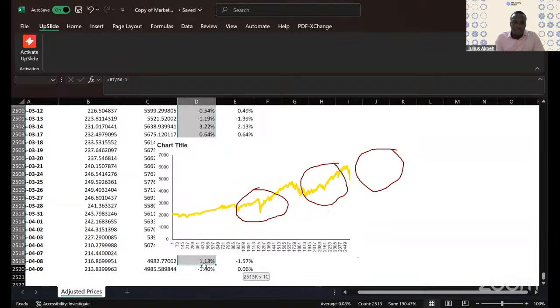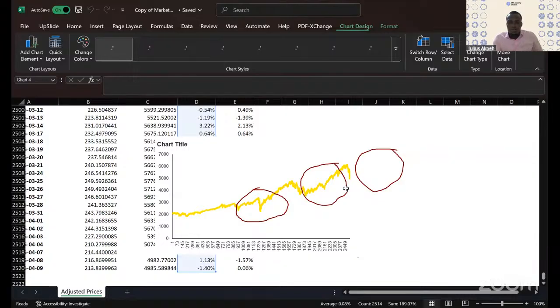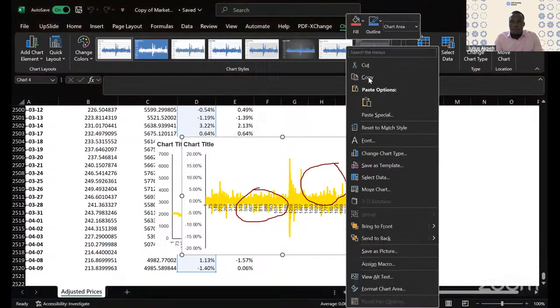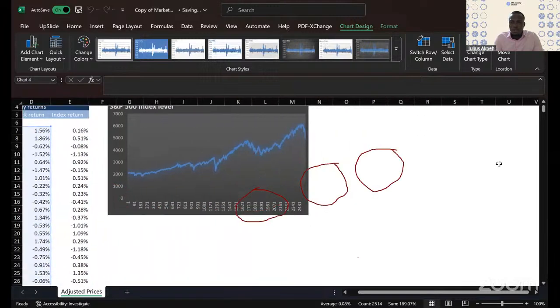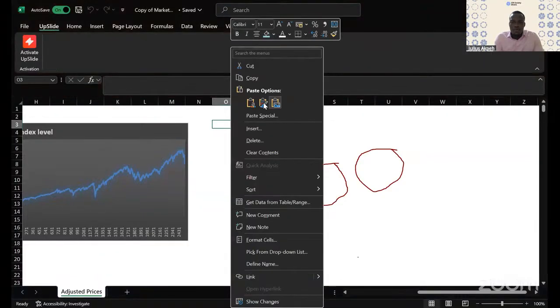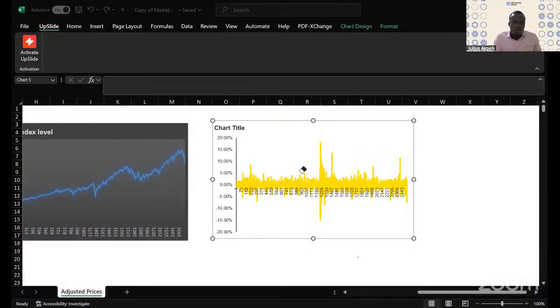So I'm picking the index return. I'm going to insert a line graph. Let's look at how that's going to look. So I'm going to copy this again, and then I move it to the very top. I should have cleaned all these things here, right? Now I paste this one here. Let's see how it looks. Let me annotate this. Okay, I think it's fine. What is happening?